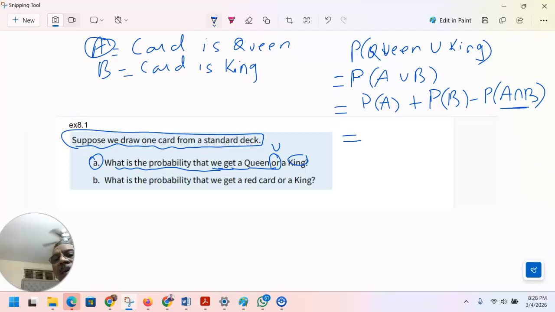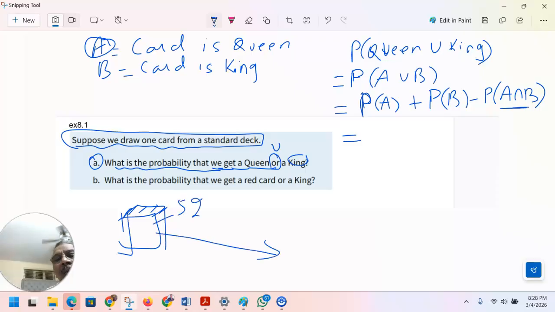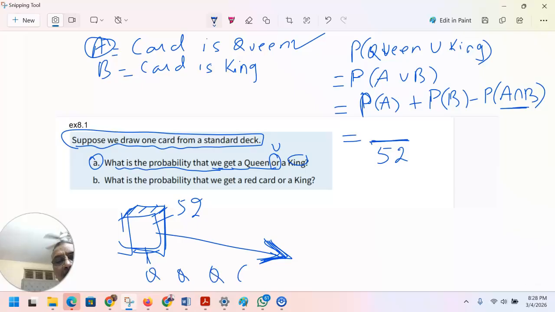Now, what is the probability that a card drawn from the 52 cards is a queen? It is a ratio, and there are 52 cards. How many queens are there? There are four queens, two red and two black, so there are four options. It becomes 4 out of 52. Then how many kings are there? B is kings, so again there are four kings, two black and two red. So that becomes 4 out of 52.